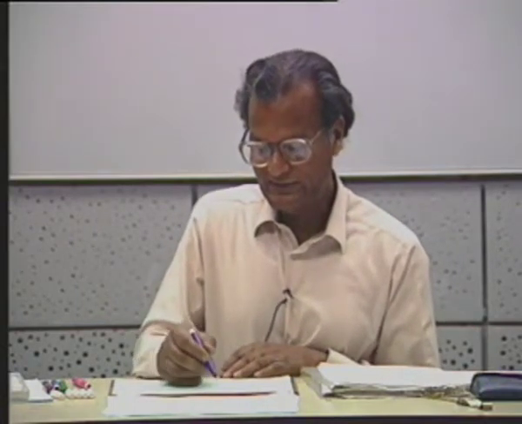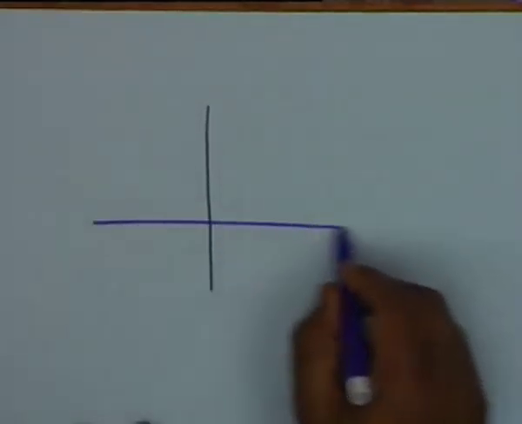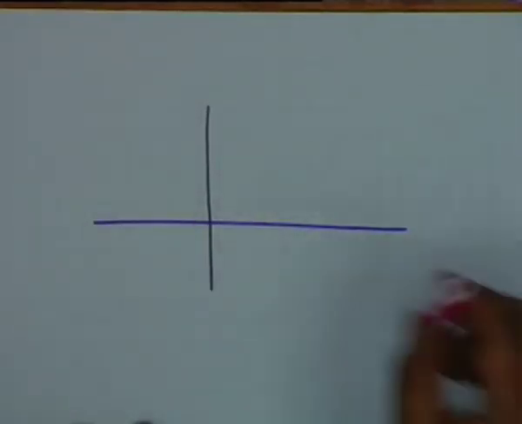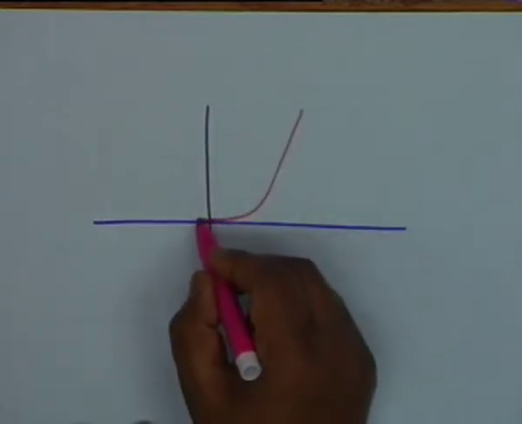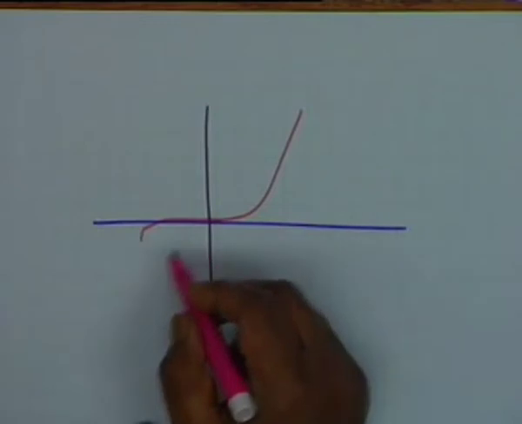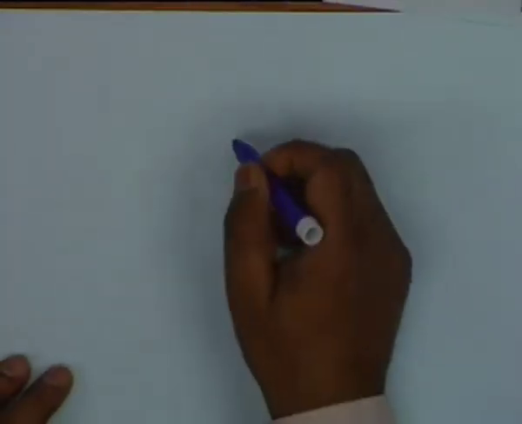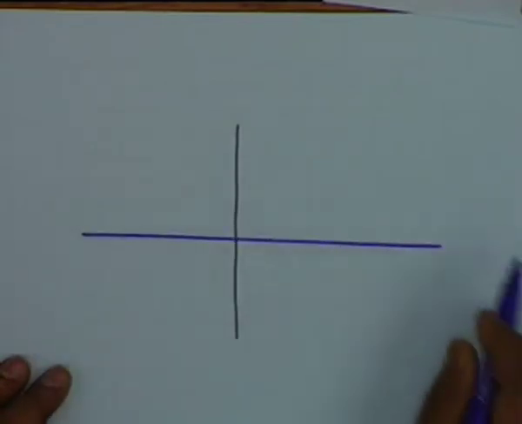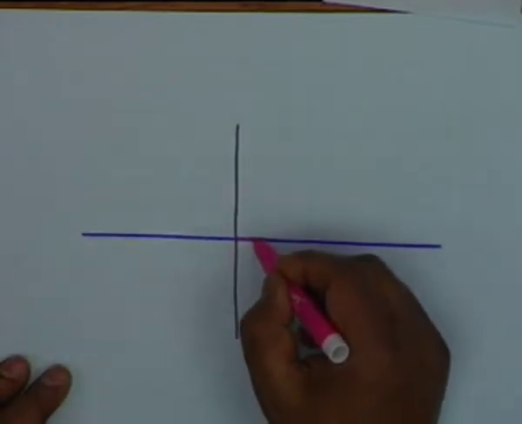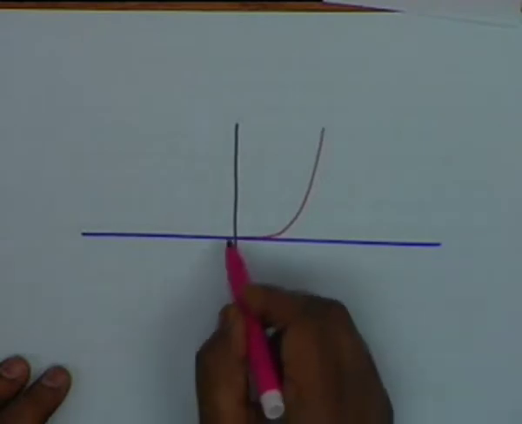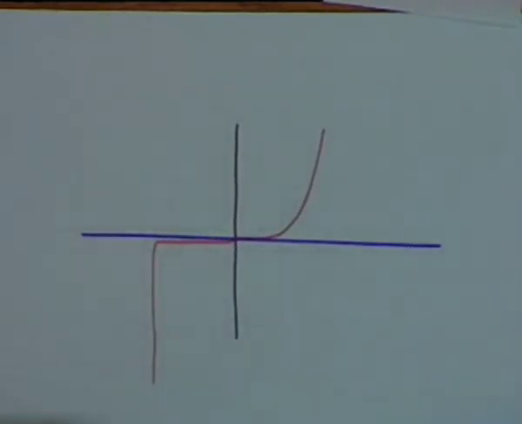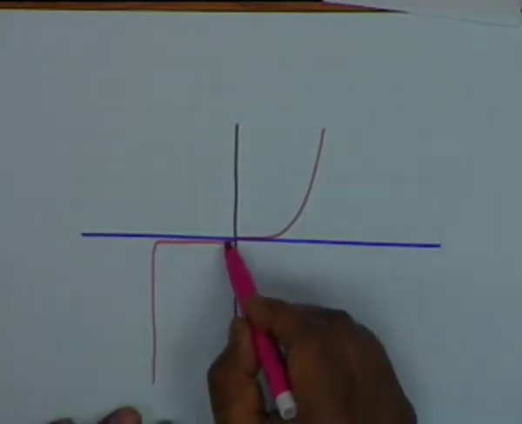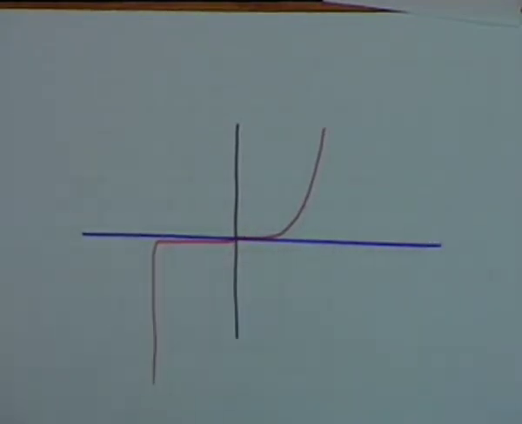A normal diode has a characteristic like this. It rises sharply like this, then it goes below and falls sharply like this. There is no kink here, it's a continuous curve, all right.